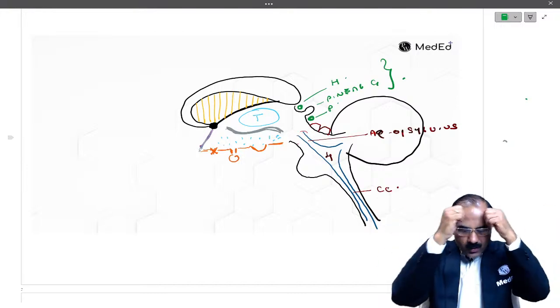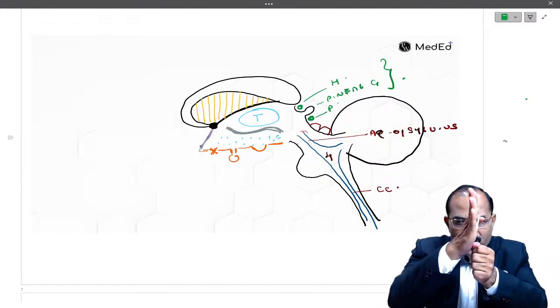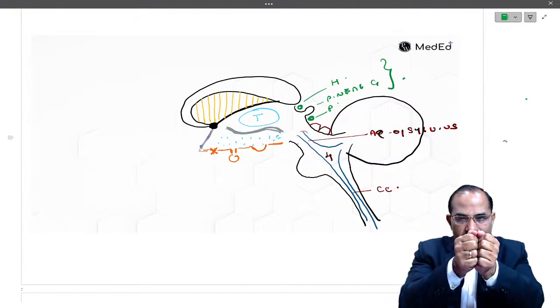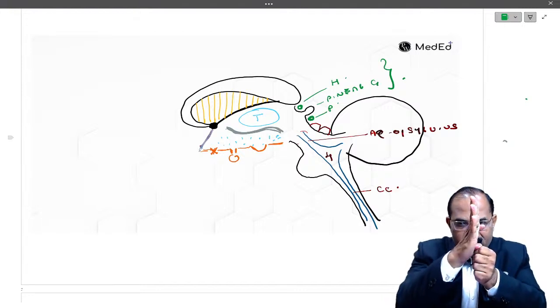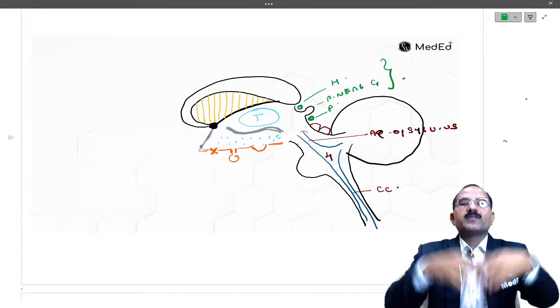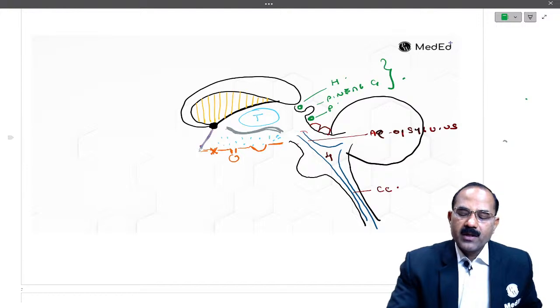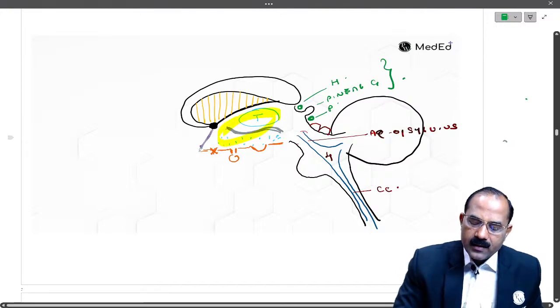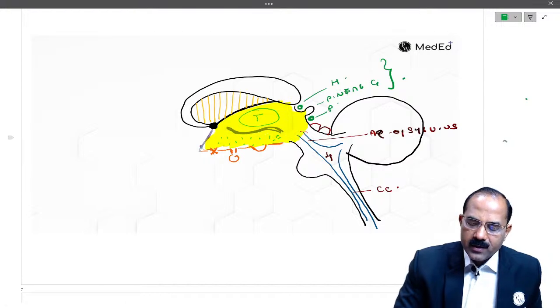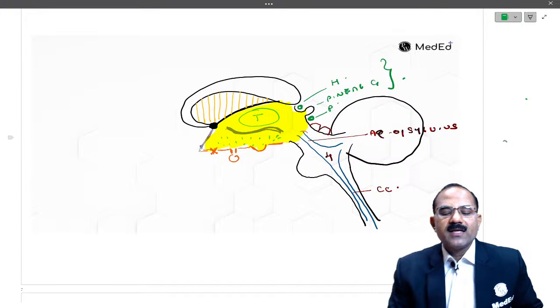Matlab, ye do hemispheres hai like this. These are the two cerebral hemispheres. When we are taking a sagittal section like this, when we are cutting the brain, that means we are actually cutting through the third ventricle. Matlab, this entire area that you're looking at is nothing but the third ventricle itself, right?